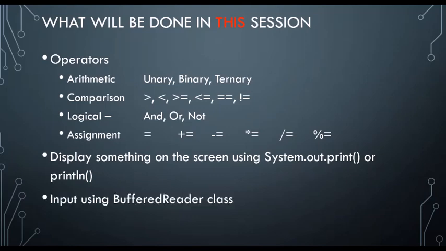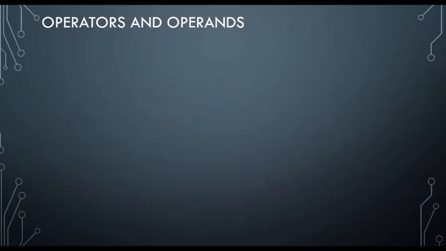Display something on the screen using system.out.print or println. And input using the BufferedReader class and input using the Scanner class. These things you have actually done in class 9. We are doing only revising, so naturally we will be doing it in a fast track kind of manner.